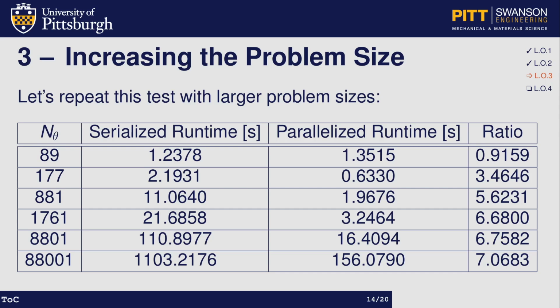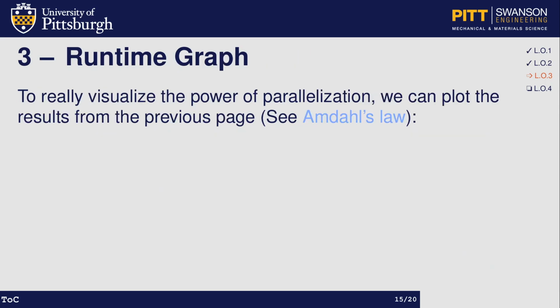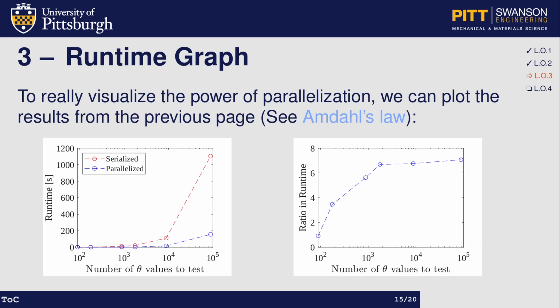And we see as we go down the table that the ratio actually increases with the more test cases that we're running. We can visualize this with a plot. And we see here that on the left-hand side, the runtime itself increases just like we'd expect for bigger problems. But if we take a look at the ratio graph, we see that the ratio between the serialized time and the parallelized time starts to level off. It's approaching a factor of 8, which, like I said before, is the number of workers on this computer.